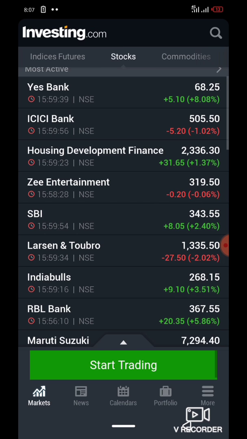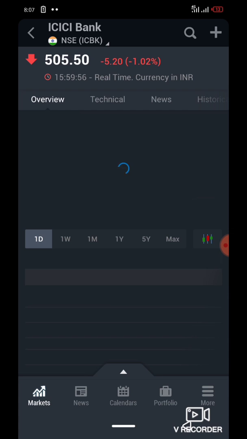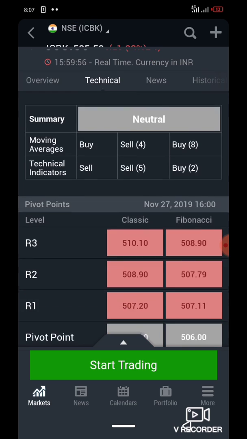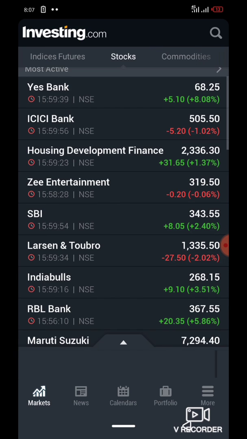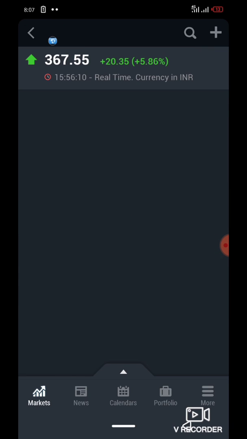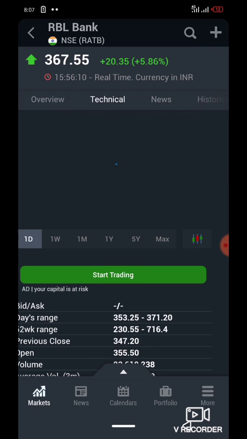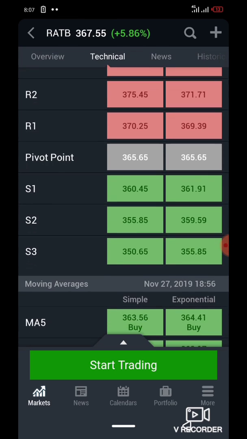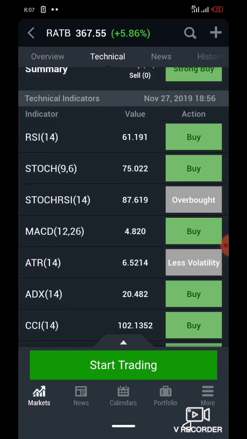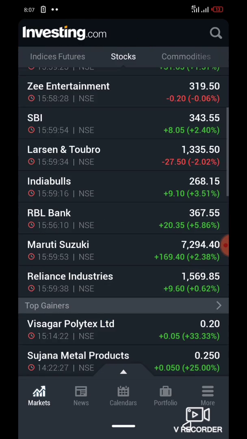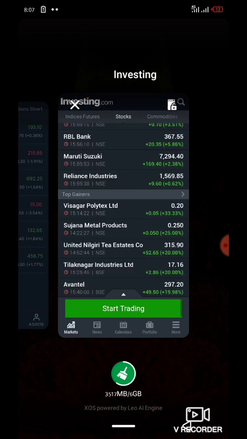Because you see in ICICI Bank, the summary was neutral, because it's not going anywhere, and they just gave it as a neutral one. Okay, if you want to trade in good stocks, like if you see this RPL, what they are saying, strong buy. You see everything is buy. Okay, you can confirm with this thing.